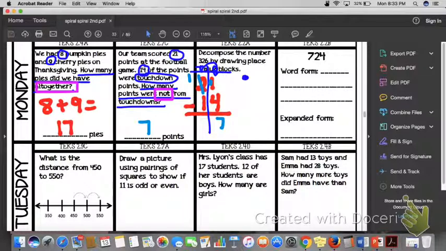Alright, boys and girls, I'm going to go ahead and erase this part right here. So if you haven't written it down, pause the video and write it down right now. Alright.